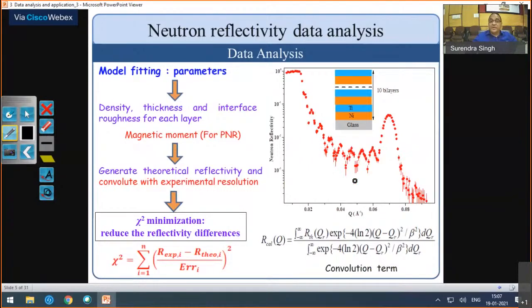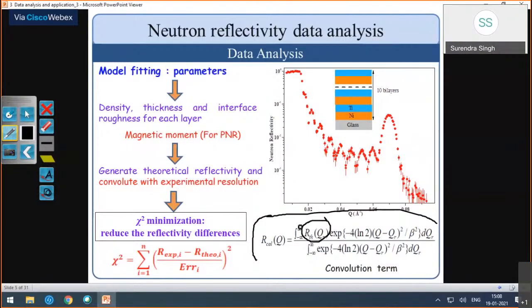One of the methods for convolution is given here. Suppose you have theoretically generated reflectivity at a particular q. You convolute that reflectivity pattern, not within minus infinity to plus infinity, but within minus delta q to plus delta q. That is the instrument resolution. For each q value you have to convolute with the instrument resolution, then you can compare that convoluted reflectivity pattern with the x-ray data.